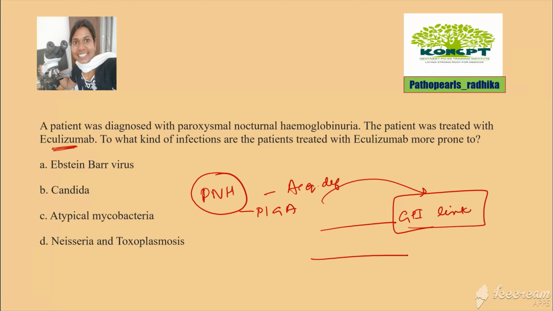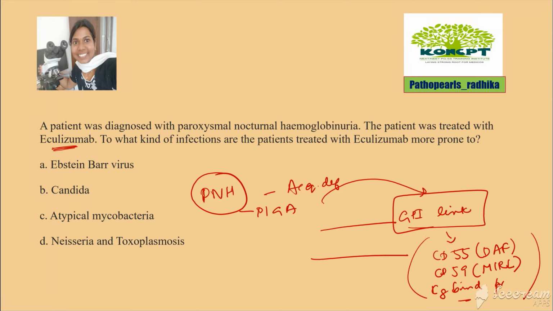So what are these GPI linked proteins? You have a lot of them. Some of which are defective in PNH are CD55, CD59, or membrane inhibitor of reactive lysis, and C8 binding protein. CD55 is otherwise called decay accelerating factor. CD59 is called membrane inhibitor of reactive lysis, and then there is C8 binding protein. These are all going to control your complement activation.